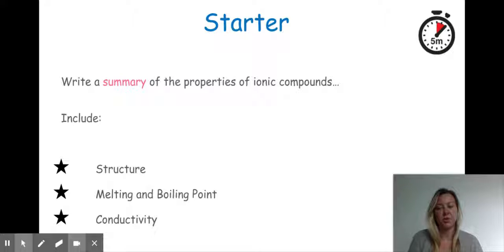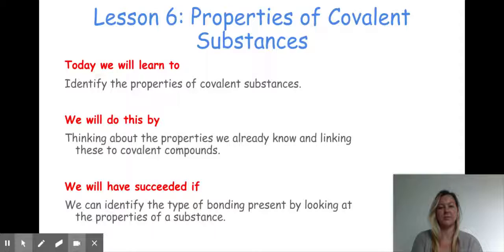For your starter though, I want you to write a summary of the properties of ionic compounds, including structure, melting and boiling point, and conductivity, please. This will be worth 1 mark each. Just to make sure that everybody understands the properties of ionic compounds before we move on to covalent, because we have to keep these two types of bonding totally separate in our minds.